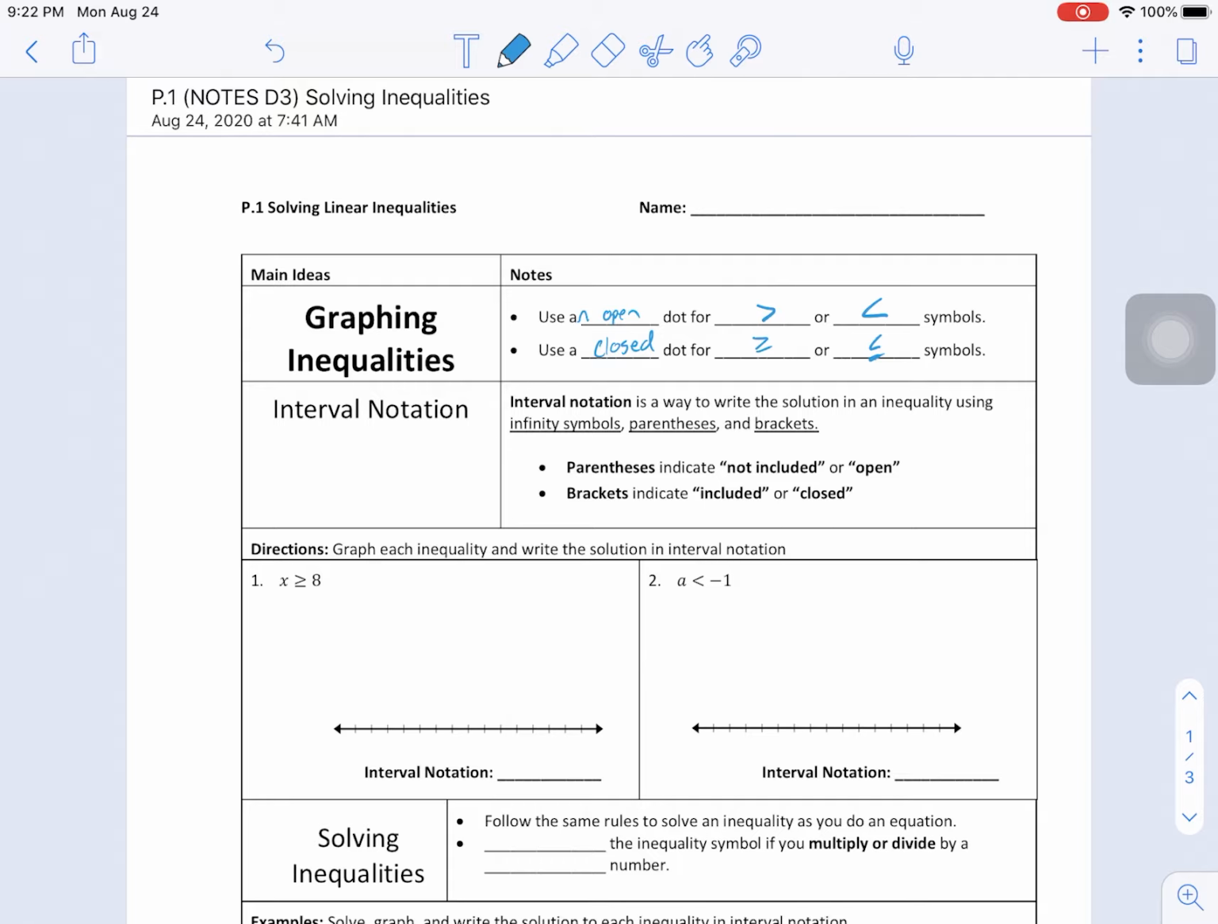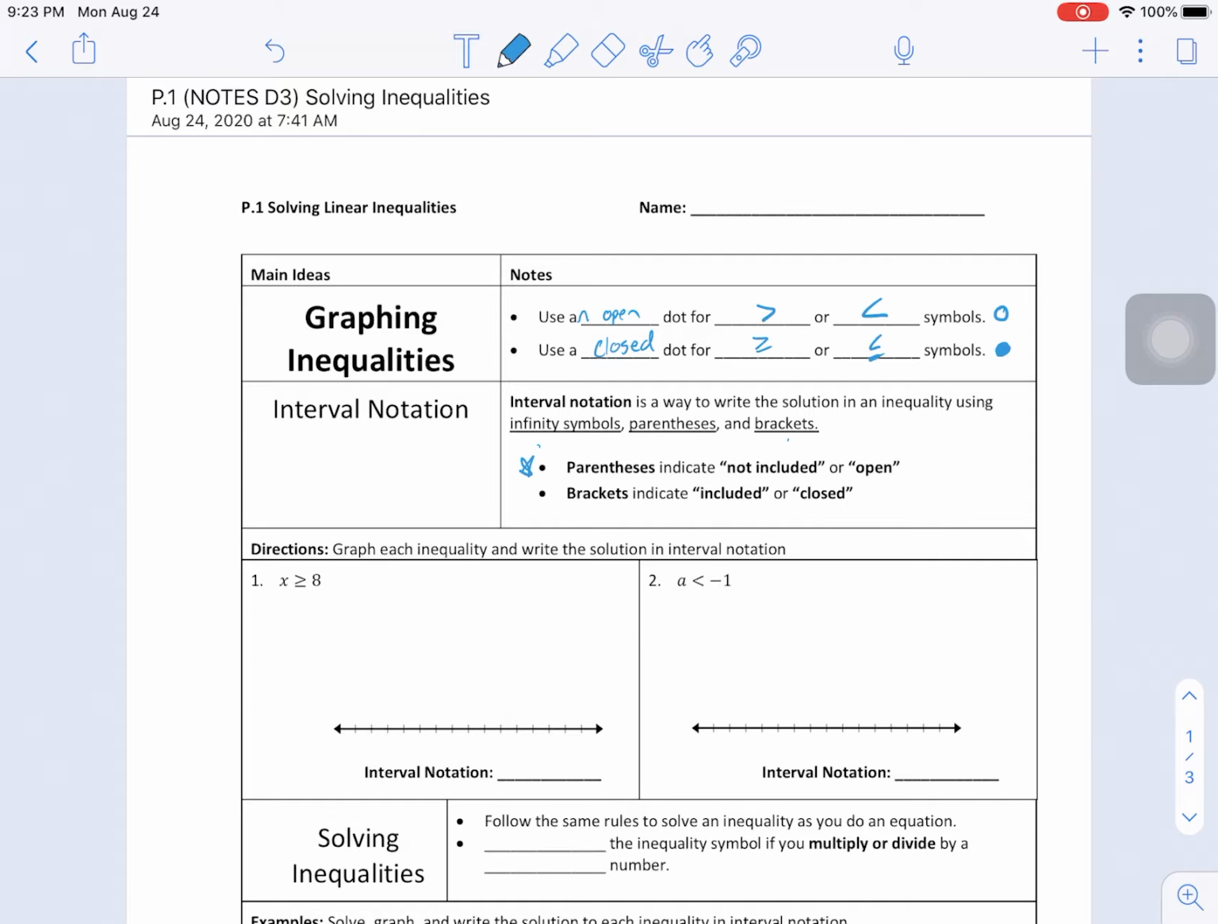So if you remember our inequalities, and this is for when we're graphing them, an open circle would look like this, a closed circle would look like this. The new thing that we're talking about is interval notation. Interval notation is a way to write the solution in an inequality using infinity symbols, parentheses, and brackets. Parentheses indicate not included or open.